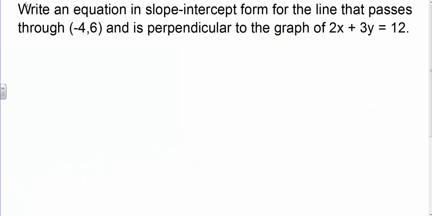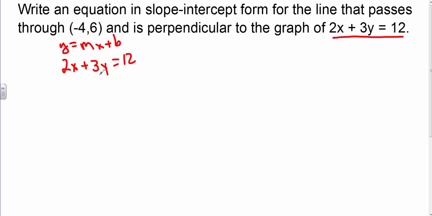Write an equation in slope-intercept form for the line that passes through -4, 6 and is perpendicular to the graph of 2x plus 3y equals 12. Remember, the key thing to know is the slope. So let's try to find the slope of this line. We've got 2x plus 3y equals 12. There's no way to know the slope unless you put it in point-slope or slope-intercept form. So let's put it in slope-intercept form, which is y equals mx plus b.